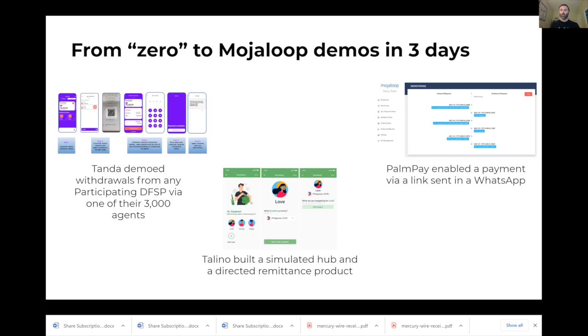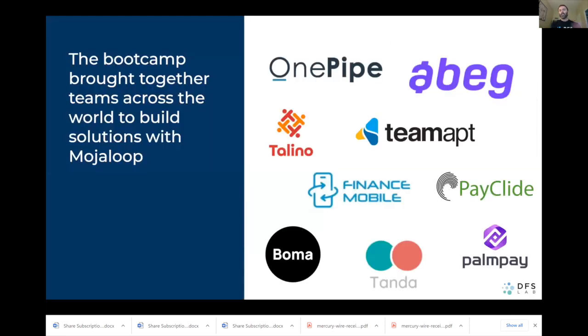And just, real quick, some hit examples. Tanda, which is one of the companies, demoed withdrawal from a DFSP via one of their agent networks. They're a Kenyan third-party agent network company, and they do cash in, cash out, and a bunch of other things. Tolino wanted to do a cross-border remittances application. Pompii, which we'll get into in a second, wanted to enable payments via a link sent through WhatsApp, an increasingly active area. So that just gives you a flavor.